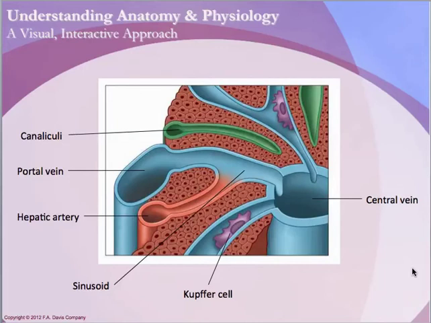We have phagocytic cells called Kupffer cells. They remove bacteria, worn out red blood cells, and debris from the bloodstream. The central vein carries the processed blood out of the liver, and the canaliculi carry the bile secreted by the hepatic cells and ultimately drain into the right and left hepatic ducts. So lots and lots of things happening here. This is where we're cleaning the blood, and the liver is also secreting things into the blood to be distributed to the rest of the body.